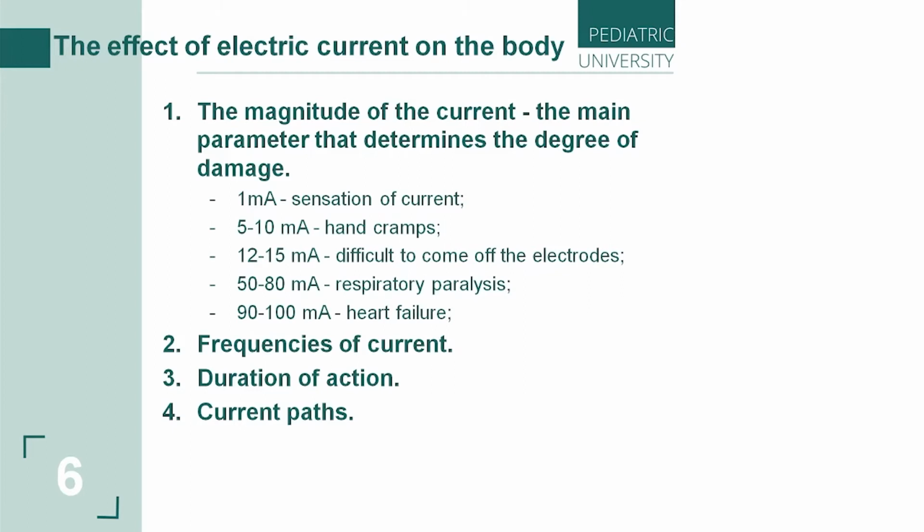An electrical voltage is usually set in an electrical network and in technical devices, but an electric current acts on the body or organs, that is, a charge flowing through the biological object per unit of time. So electrical charge goes through our body per unit of time. So the magnitude of the current is the main parameter that determines the degree of damage.